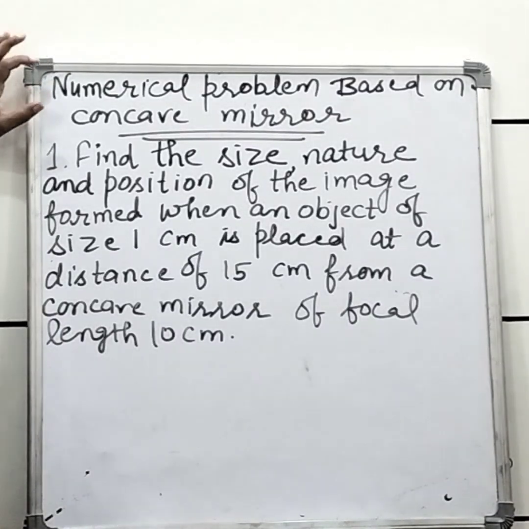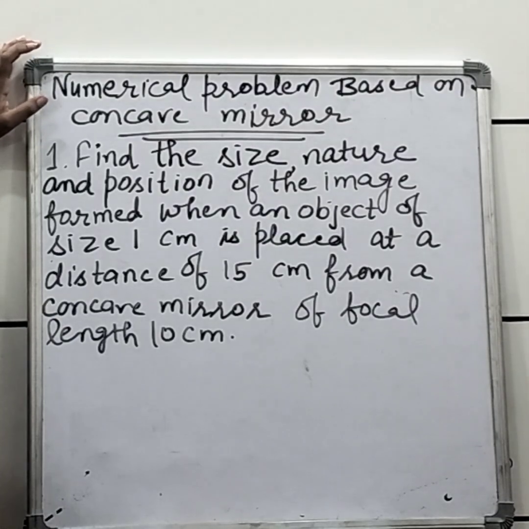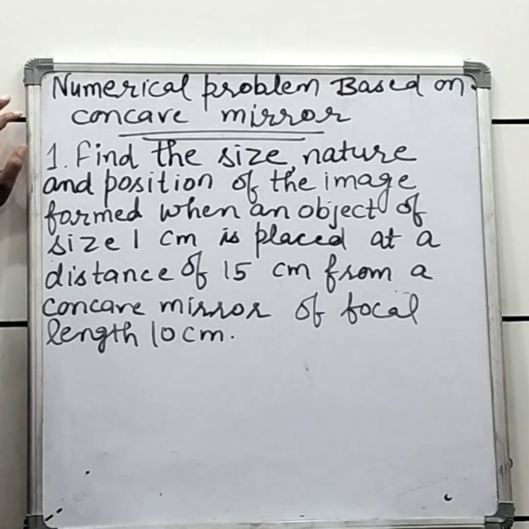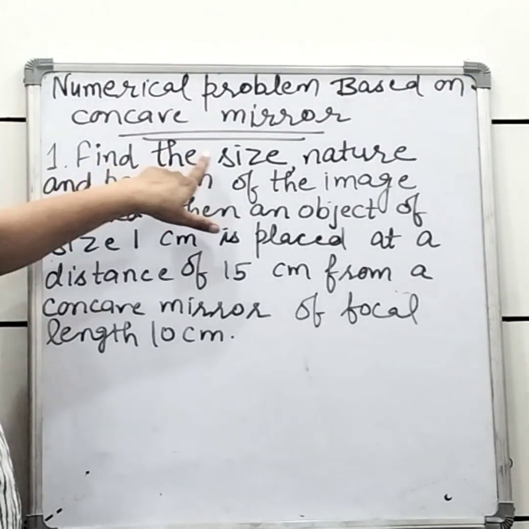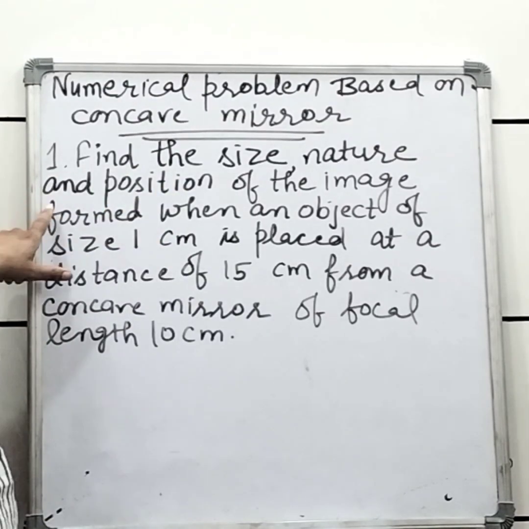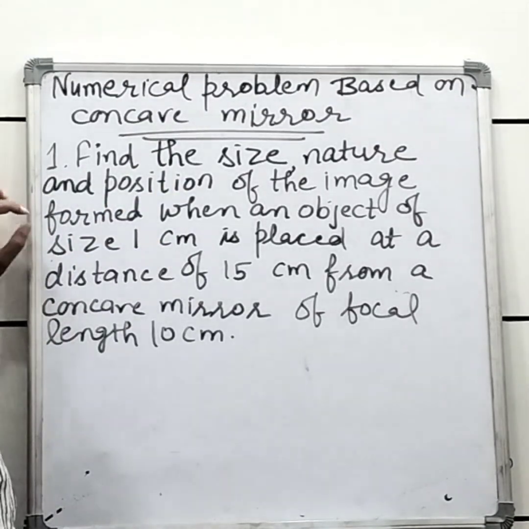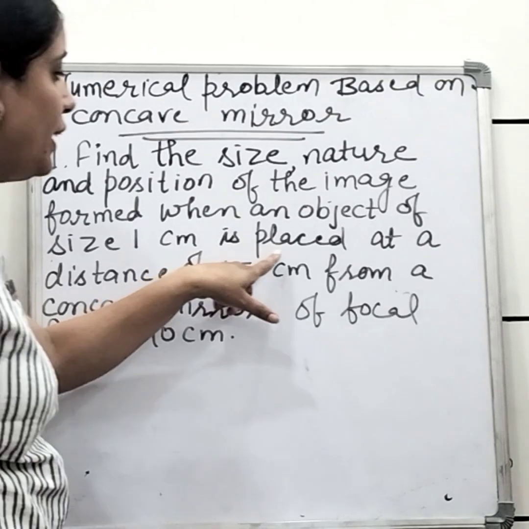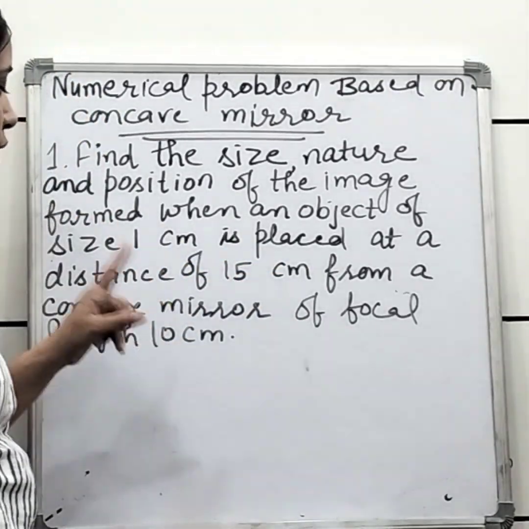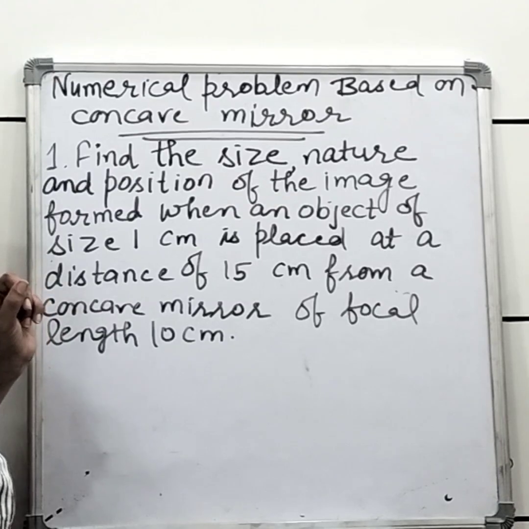Now we will discuss the numerical problem based on the concave mirror. In the numerical problems, the sign conventions are used. So the first numerical is: find the size, nature and position of the image formed when an object of size 1 centimeter is placed at a distance of 15 cm from a concave mirror of focal length 10 cm.